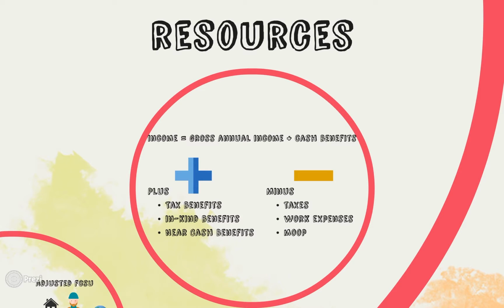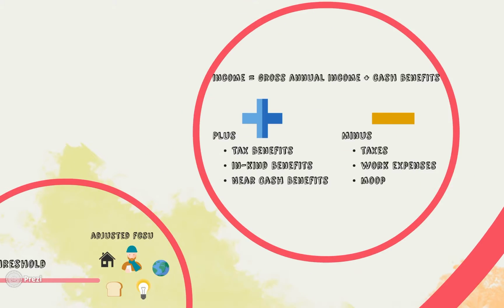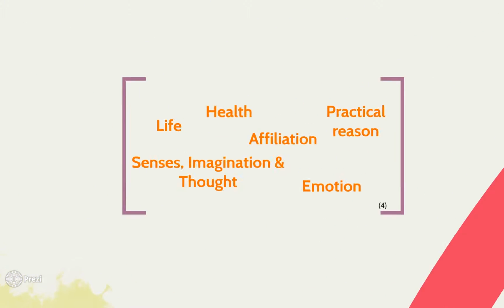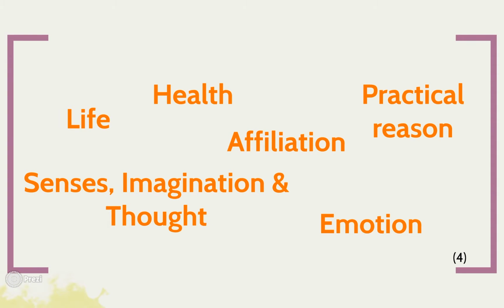Resources. The SPM includes the same resources as the OPM, while additionally considering benefits such as food stamps and expenses such as taxes, childcare, and medical dues. As you can see, the SPM offers a much more comprehensive picture of an individual family's situation. However, what about all these capabilities we mentioned before? Does the SPM cover all of those?